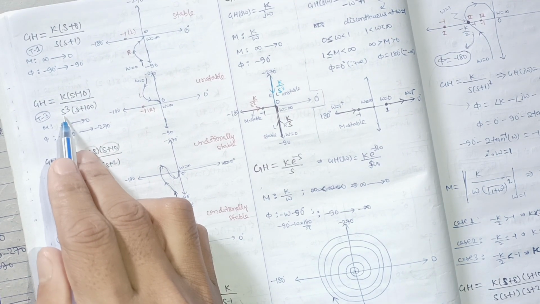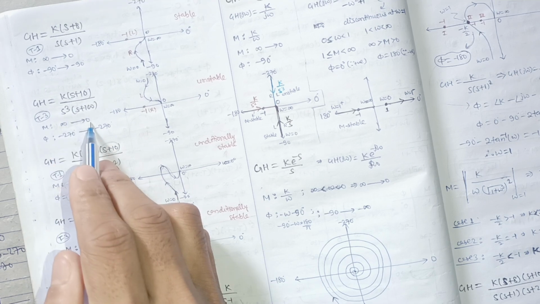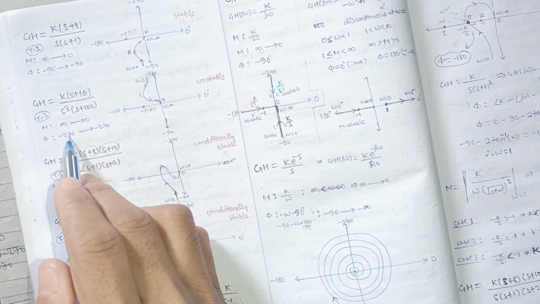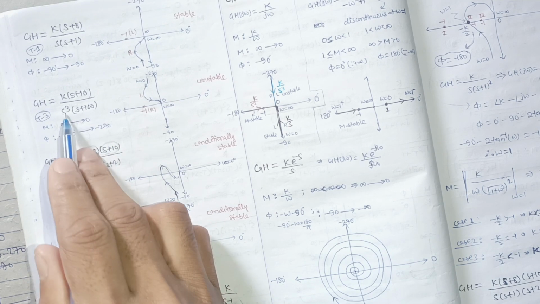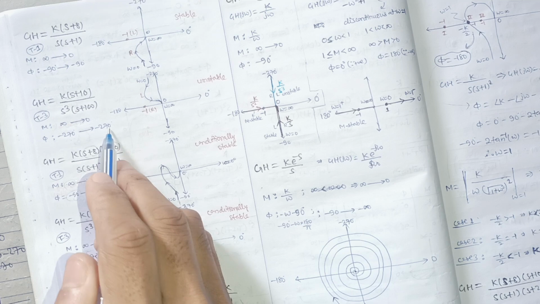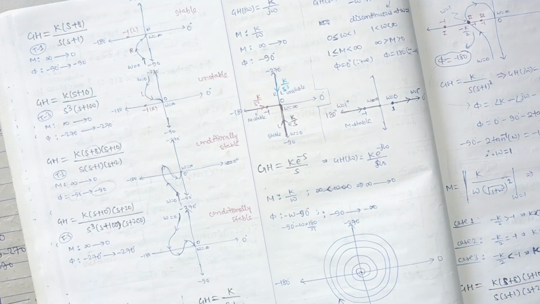When omega equal to 0, then magnitude is infinity, and when omega equal to infinity, then magnitude is 0, and it starts from minus 270 to minus 270. Why? Because minus 90 into type, so type is 3, so minus 270, minus 90 into p minus z, so minus 270 to minus 270.